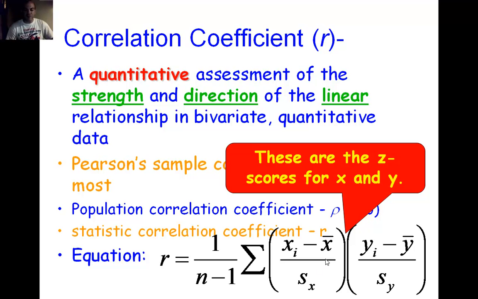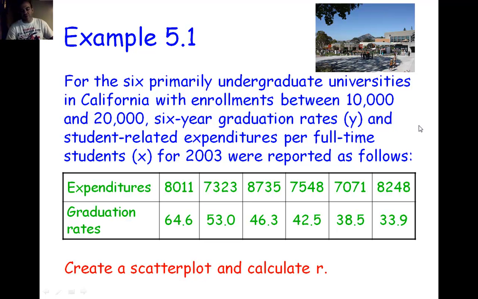And so what this tells us is that for each individual value, we're going to record z-scores for both the x and the y variable. And we're going to multiply them, take the product of them, and after we do all that, we're going to sum them up. And then we're going to divide by n minus 1, which is the sample size minus 1. Most calculators, by the way, will do that for you automatically, but it helps to know what the equation is.